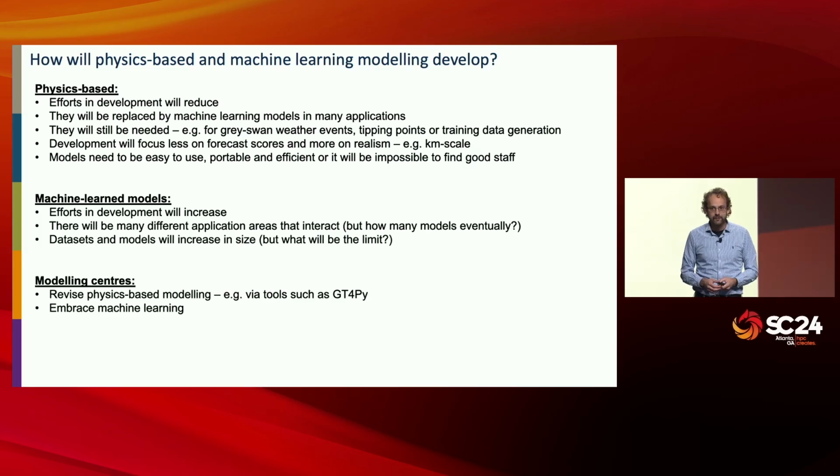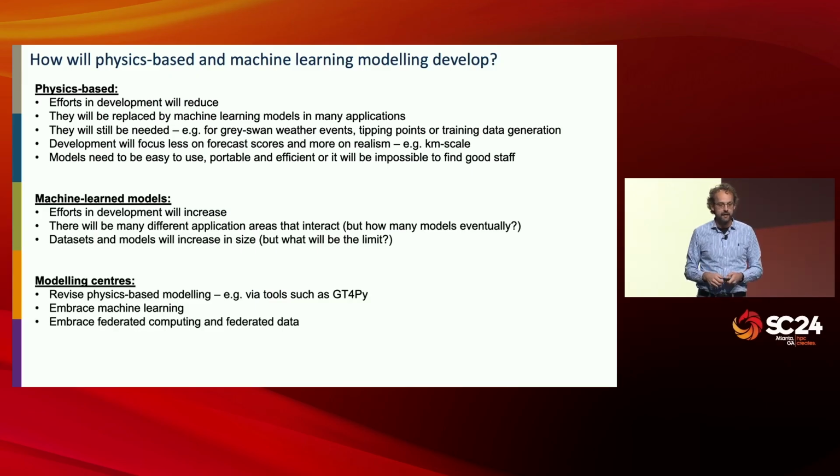We will also have to embrace machine learning, and this is a process that's happening right now. So I think 3 years ago, we had the single machine learning scientist at ECMWF. Now I think we have 40 or something like this. So it's really a process that is happening right now, and we really have to make sure that we're following this.